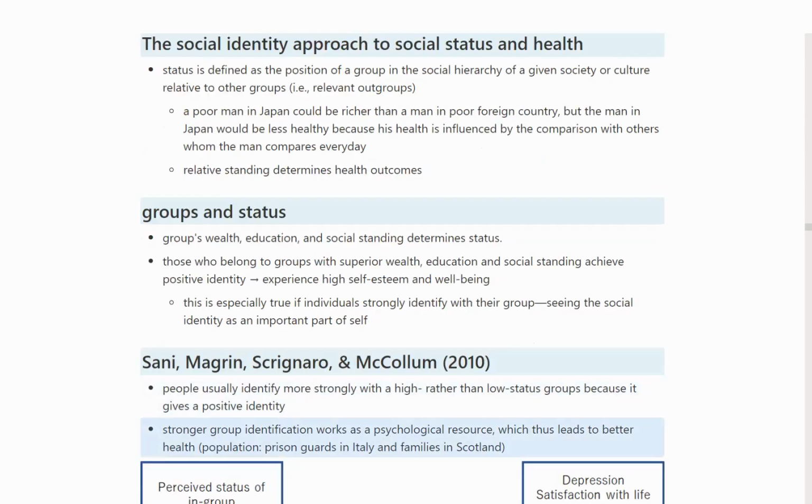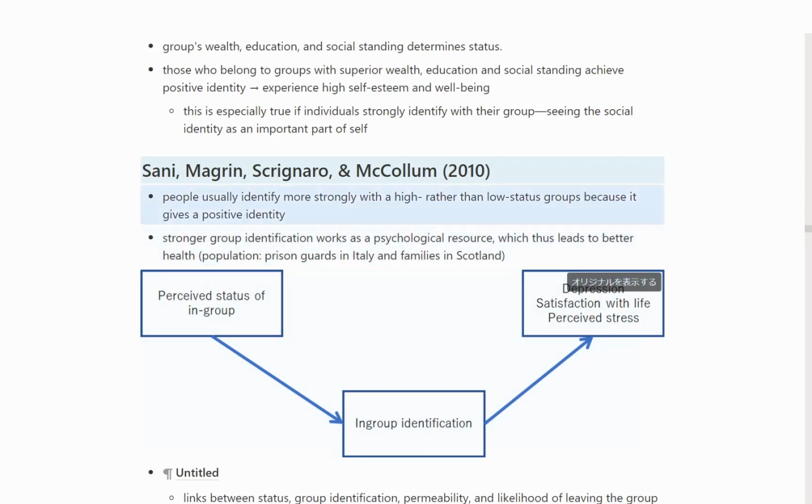So let's look at some examples. This is a study conducted by Sunny and colleagues in 2010. People usually identify more strongly with high rather than low status groups because it gives a positive identity. And a stronger group identification works as a psychological resource, which thus leads to better health. And this study looks at prison girls in Italy and families in Scotland.